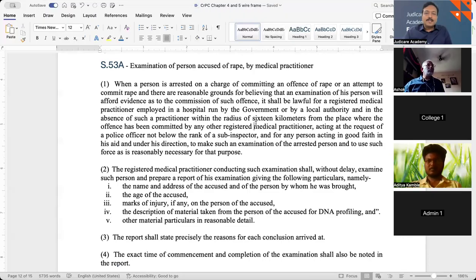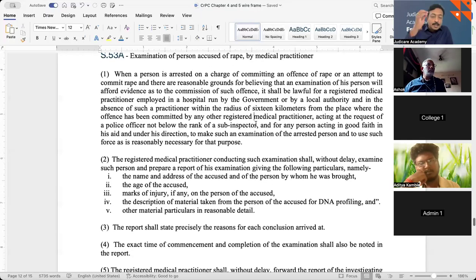So, number one, when a person is arrested on a charge of committing an offense of rape or an attempt to commit rape, and there are reasonable grounds for believing that an examination of this person will afford evidence as to the commission of such offense, it shall be lawful for the registered medical practitioner employed in a hospital run by the government or by a local authority, and in the absence of such practitioner within a radius of 16 kilometers from the place where the offense has been committed, by any other registered medical practitioner, acting at the request of a police officer not below the rank of sub-inspector, and for any person acting in good faith in his aid, which is the constable normally, under his direction, to make such examination of the arrested person and to use such force as is reasonably necessary for that purpose.